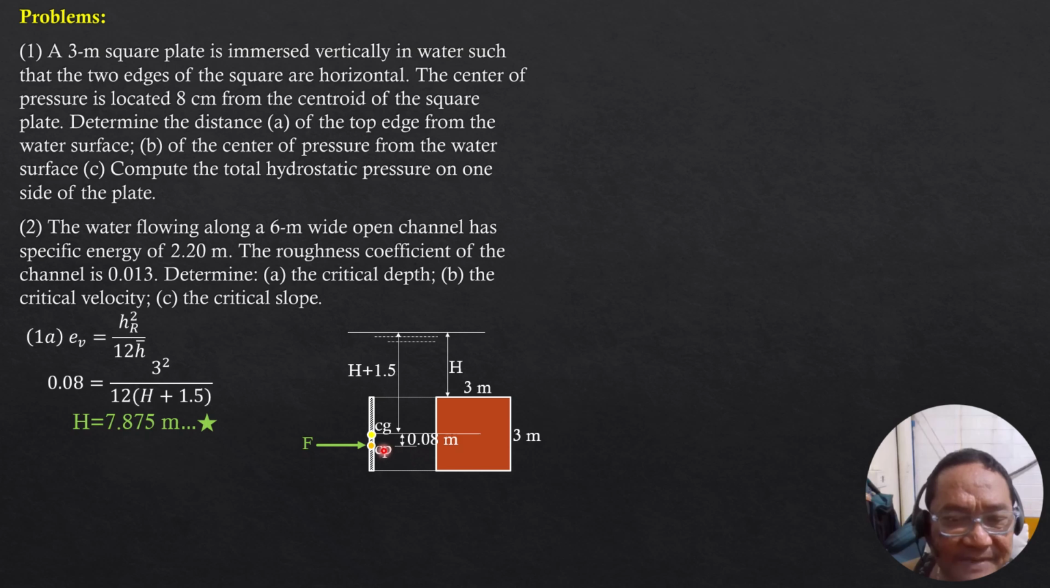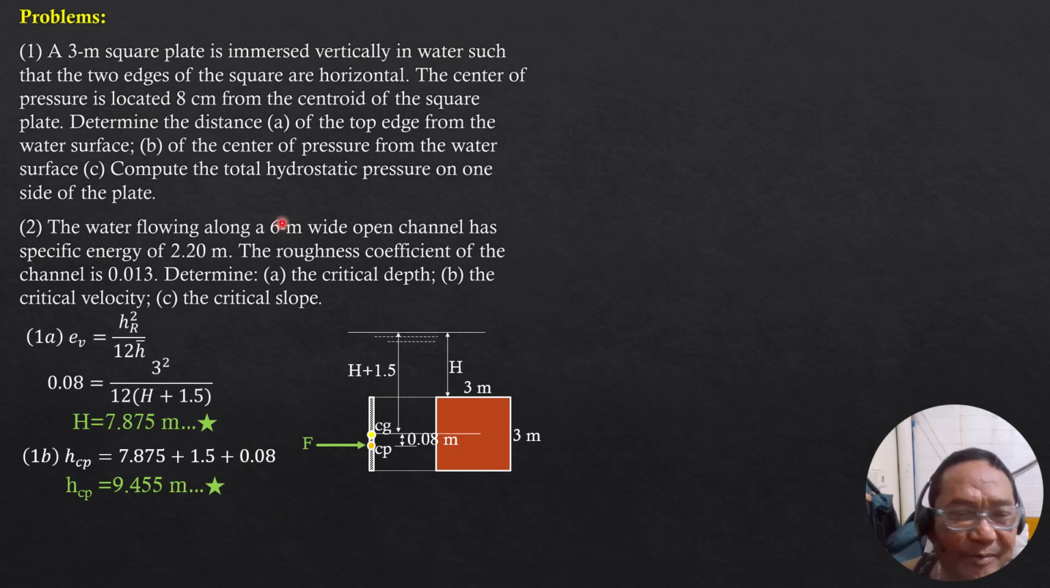For part B, the distance of the center of pressure from the water surface. So the distance from CP to the water surface is just h bar, which is big H plus 1.5 plus 0.08. So H sub CP equals 7.875 plus 1.5, the distance to the centroid, then the centroid to the center of pressure, plus 0.08. So H sub CP therefore is 9.455 meters.